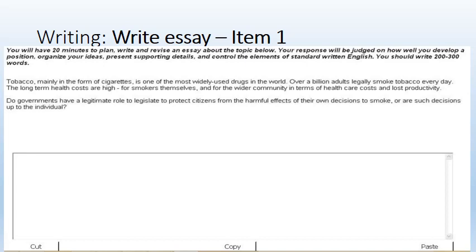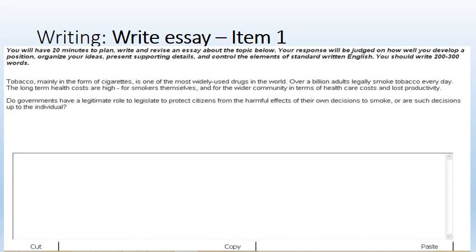So first I'll read out this question to you. That tobacco, mainly in the form of cigarettes, is one of the most widely used drugs in the world. Over 1 billion adults legally smoke tobacco every day. The long-term health costs are high for smokers themselves and for the wider community in terms of health care costs and lost productivity. Do governments have a legitimate role to legislate to protect citizens from the harmful effects of their own decisions to smoke, or are such decisions up to the individual?